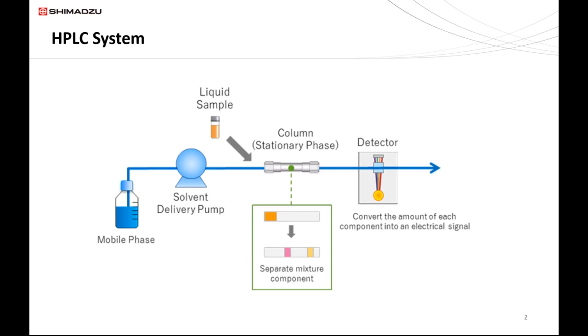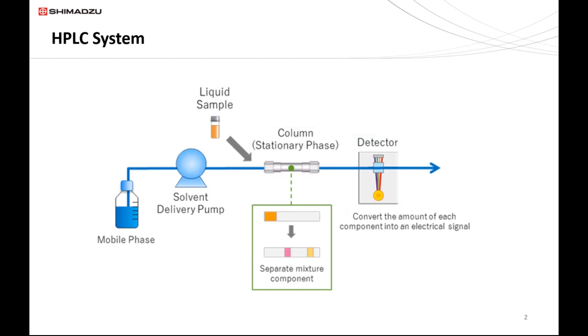Before going into the details of the columns, let's take a step back and look at the HPLC system as a whole. Many of us are probably very familiar with the components in an HPLC system. A typical HPLC system will consist of a mobile phase reservoir that holds the mobile phase solvent. We will also have a pump that delivers the solvent, and an injector is also required for the introduction of the liquid sample into the system. Your sample will then be separated in the column before eluting out as separate components and detected by the detector.